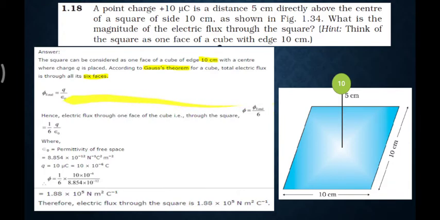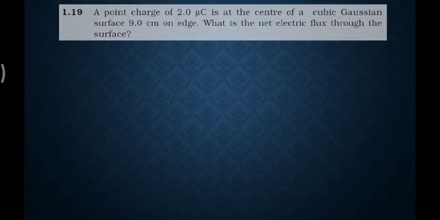What is phi total? q upon epsilon 0. Put q upon epsilon 0 upon 6. Then q is given, epsilon 0 you know, divided by 6, and you will get your answer. It is exactly the same as what I said, but still you can go in a very easy manner. You will get this answer: 1.88 times 10 to the power 5 newton meter square per coulomb. Okay, let's go for the next example.